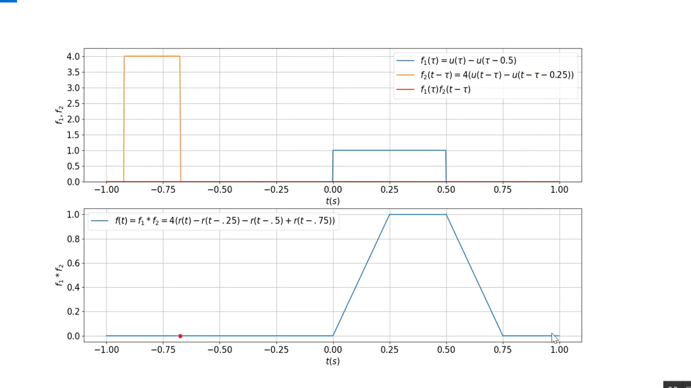And so sometimes there's things you can remember, that if both shapes start and end at 0, your final convolution will start and end at 0. Right?